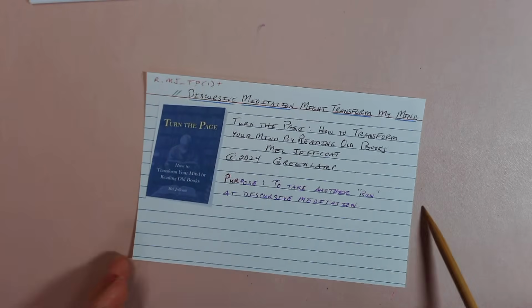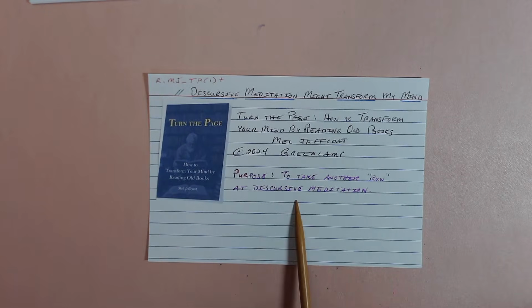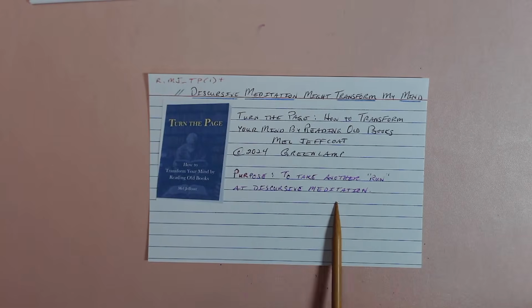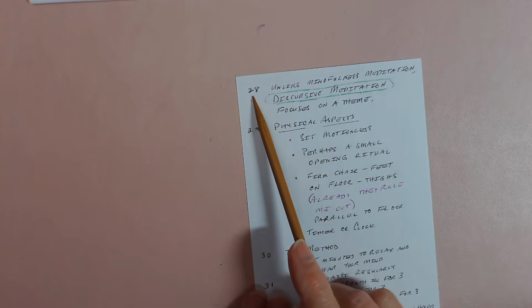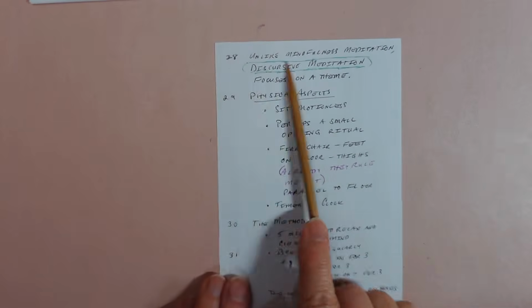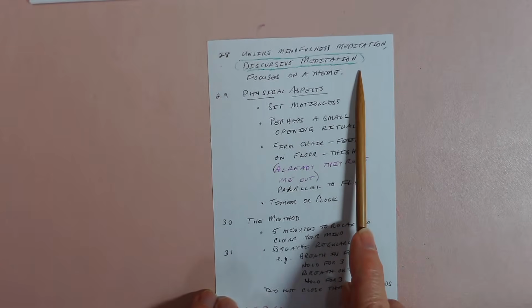Now what we're going to do with today's video is turn the card over and start looking at what it looks like to take bib notes with a bib card. I need to point out my purpose, which was to take another run at discursive meditation. So when I flip this card over, I hope you won't be shocked to see that I'm not at page 1, I'm on page 28. And I'm right where discursive meditation is being defined.